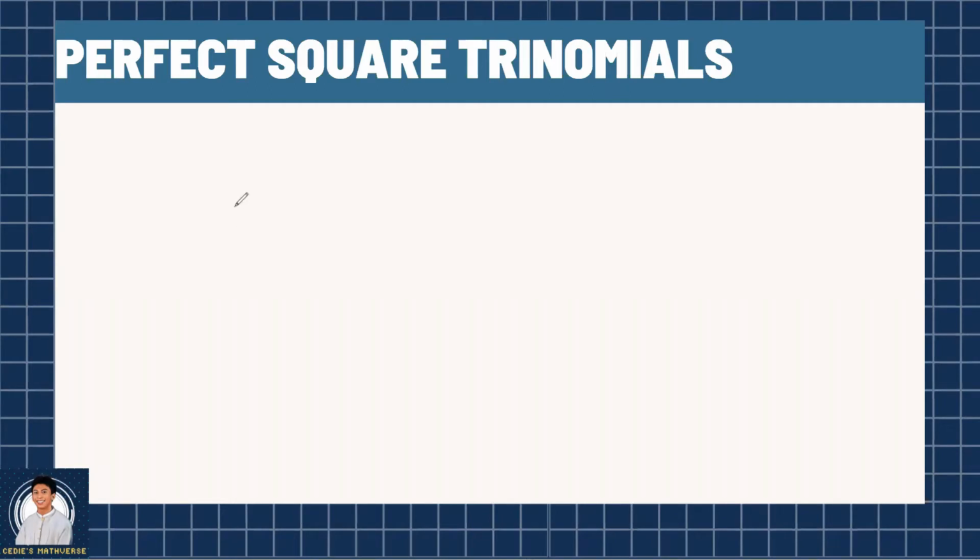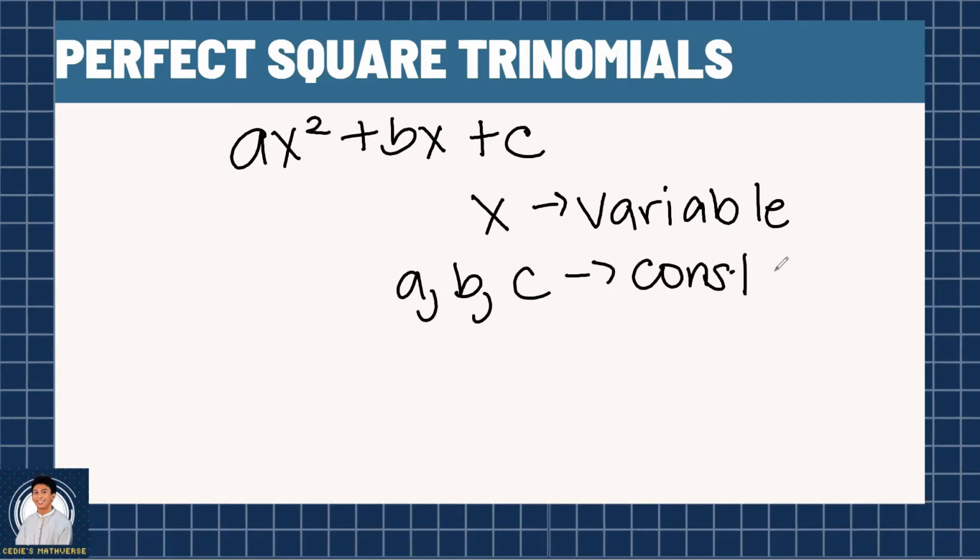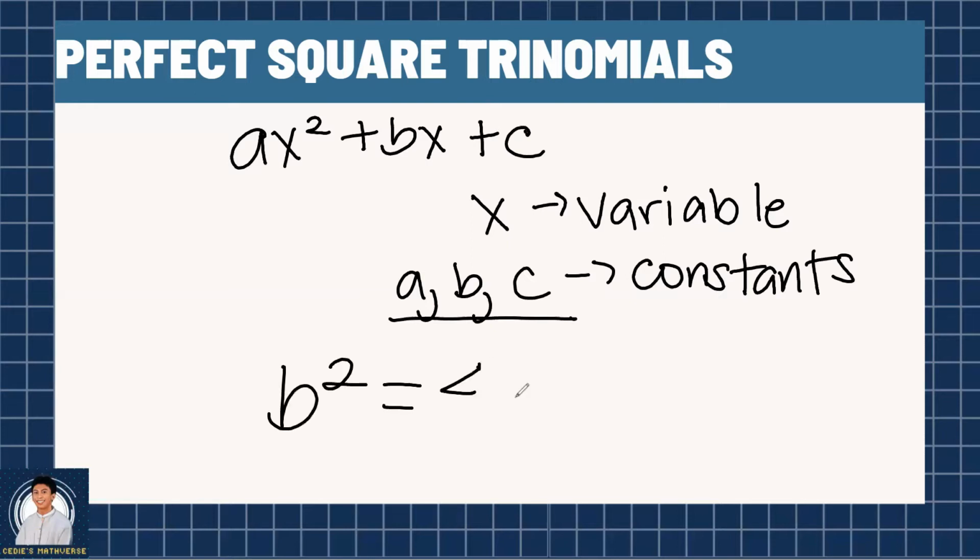First, what is a perfect square trinomial? A perfect square trinomial is a trinomial of the form ax squared plus bx plus c, where x is the variable and a, b, c are the constants. However, it is more than that. These constants satisfy the relation b squared equals 4ac.